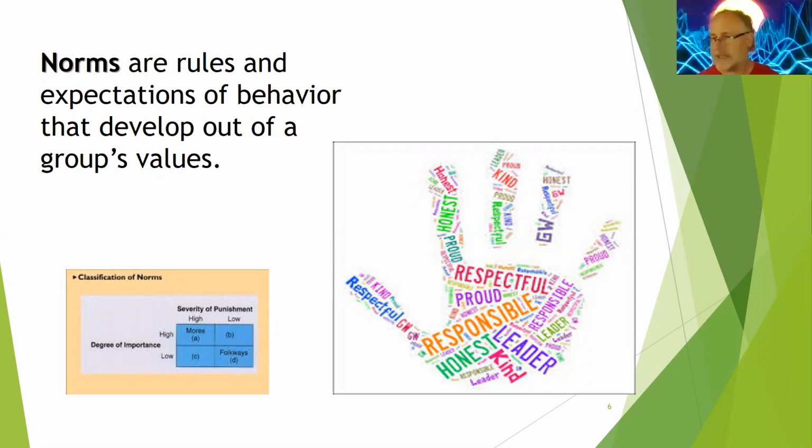Now, there is a classification of norms. There is what's called mores and folkways. And on the bottom left-hand side of your screen, you can see this classification of norms. Mores are norms that are widely observed and have great moral significance, okay? So not only are these norms very important, if you break these norms, there will be high penalty to pay. So murdering, okay, molesting children. These are examples of mores within our culture.